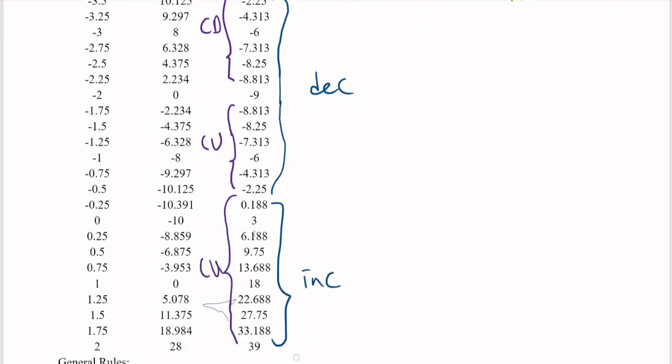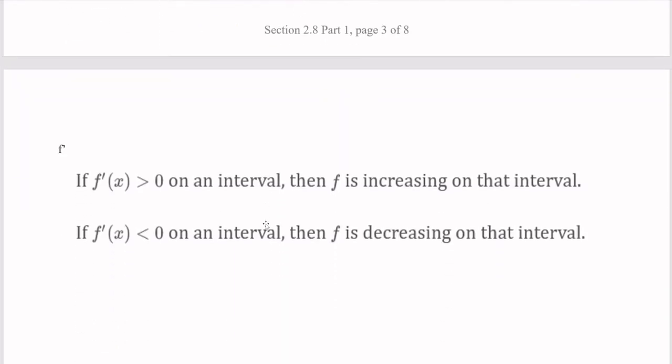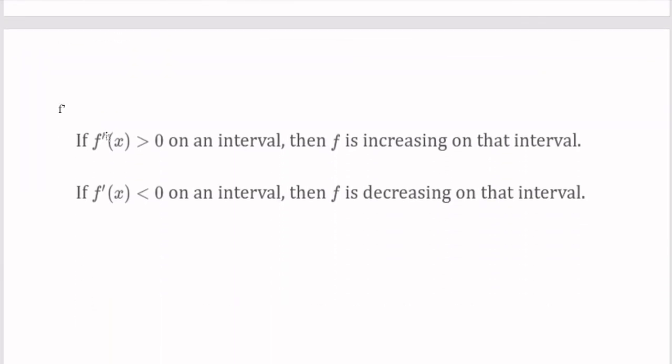Just looking at this. All right, so what are the general rules? The general rules are if your derivative is greater than 0 on an interval, your function's increasing. If the derivative is less than 0 on an interval, your function's decreasing. Okay? And then what we get from that is we've got a good place to look for things like max, mins. Where could that happen?